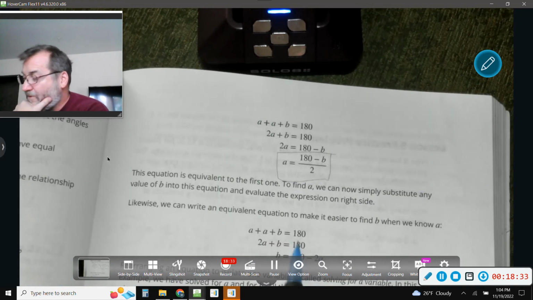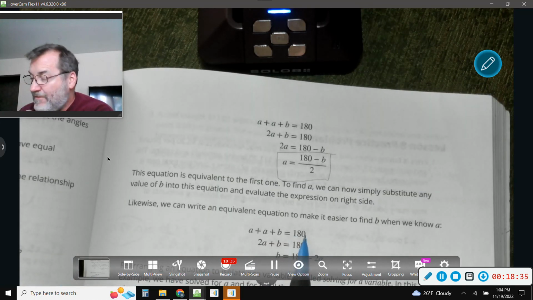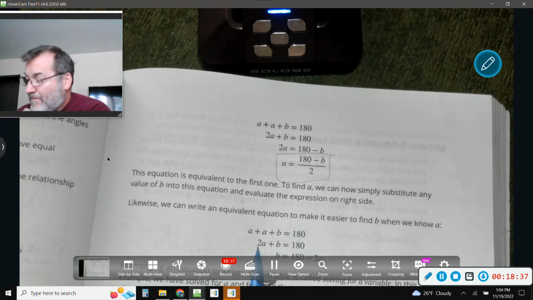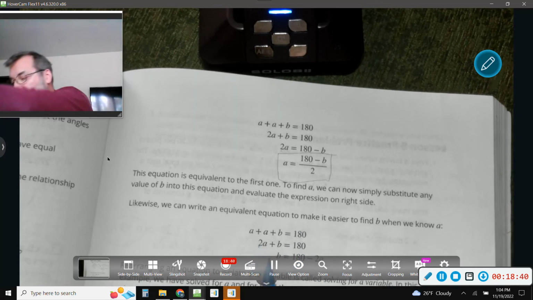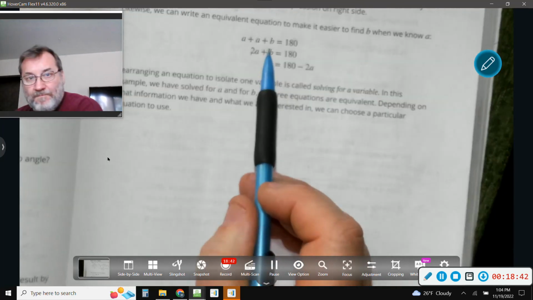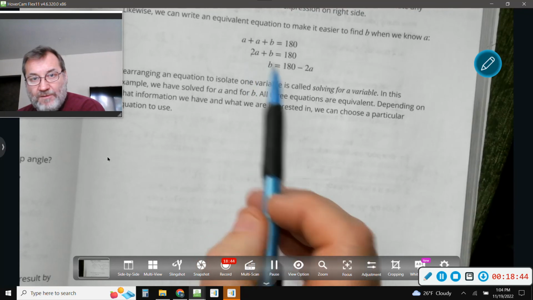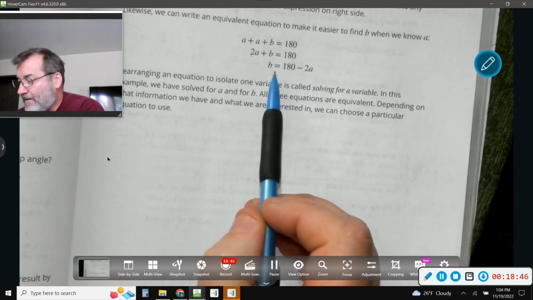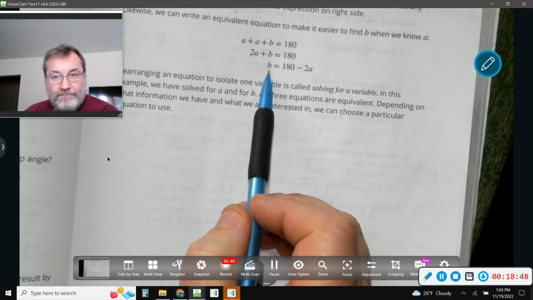If you wanted to solve for B, you'd take your root equation, combine like terms, subtract 2A from each side, and then B is all by itself. You solve for B.